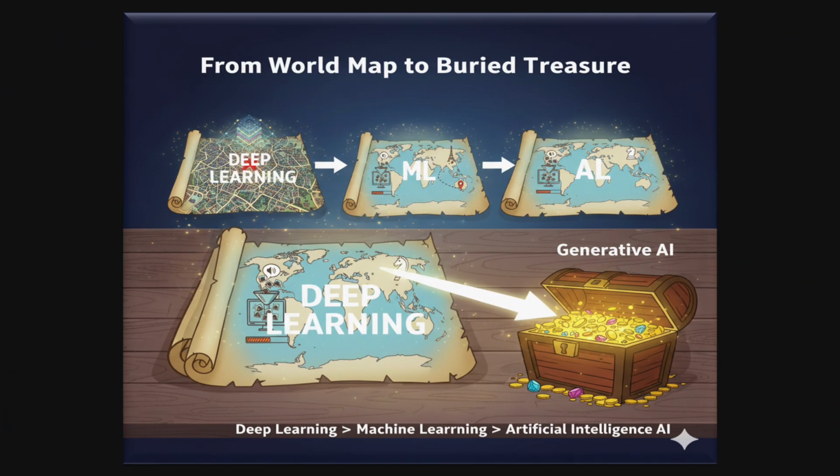From world map to buried treasure. So there you have it. AI is the world map, the big dream. Machine learning is the country map, a way to achieve that dream by learning from data. And deep learning is the detailed city map with the X on it, the powerful engine that uncovers the treasure of generative AI. Now that we understand the foundations, let's talk about the revolution this engine has started.